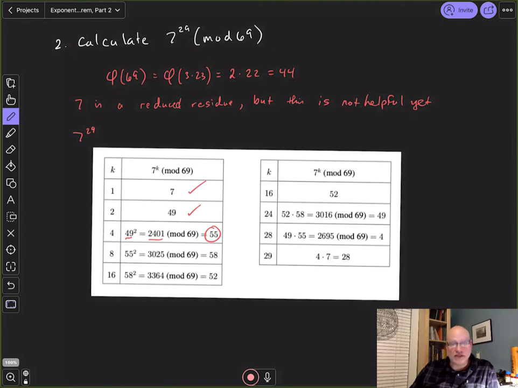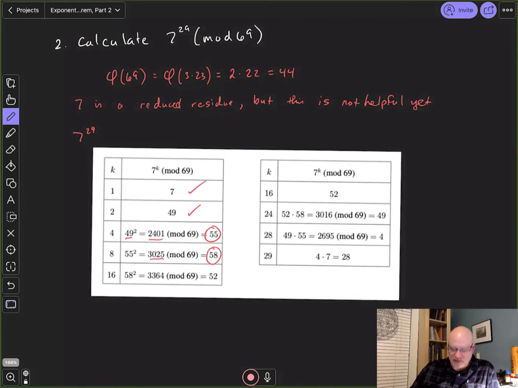And then to get to 7 to the 8th, we're just going to square 7 to the 4th. So 55 squared will give us 3,025. And again, using our calculator, we can get that number mod 69 will be 58. Okay.